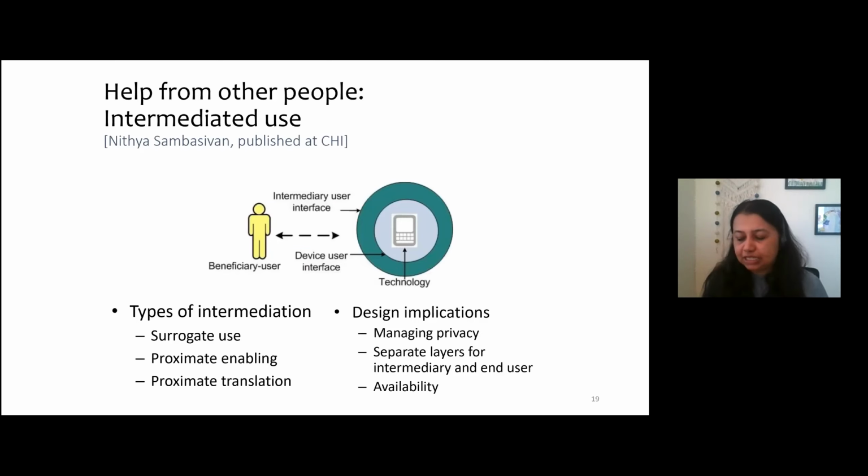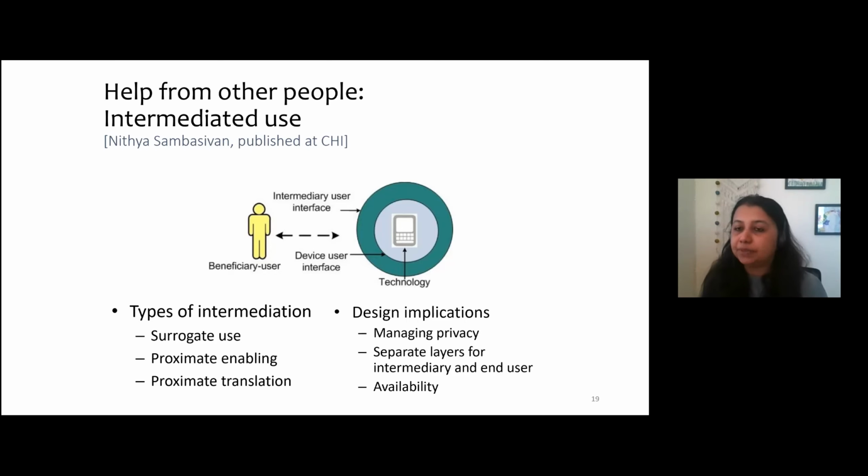One thing that we notice in these communities is the presence of intermediated use. So people typically use technologies with help from friends and family. One of our previous interns, Nitya Sambasivan, who's currently a researcher at Google, did a study where she looked at different types of intermediation. Sometimes the beneficiary user might not even have direct contact with the technology. Sometimes the beneficiary user might have access to a technology, but might not have the technological skills to do an interaction. In some cases, they might have access to technology, they might have some technological skills, but may still require translation. These different kinds of intermediation have interesting implications for design.